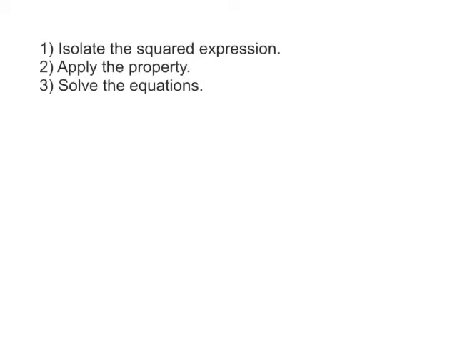All right, our first step is to isolate the squared expression. Now, in the previous problem, we didn't have to do that because what we started with was just x squared equals a constant, okay? But you may have more than that. So you isolate the squared expression, then you apply the property. This is when you create the two equations: x equals the positive square root of the constant, or whatever the x expression is, equals the negative square root of the constant. Once you've done that, you then solve the equations.